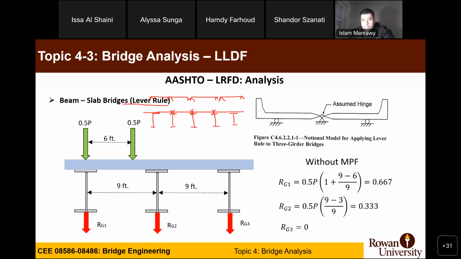As you can see in this example, the assumed hinge is at the second intermediate girder, and this bridge has only 3 girders. So this is an exterior girder, this is an exterior girder, this is an interior girder. You assume a hinge here, okay? And you solve with static principles and get the reaction on the exterior girder. So most likely this method is used to calculate the live load distribution factor for the exterior girder.